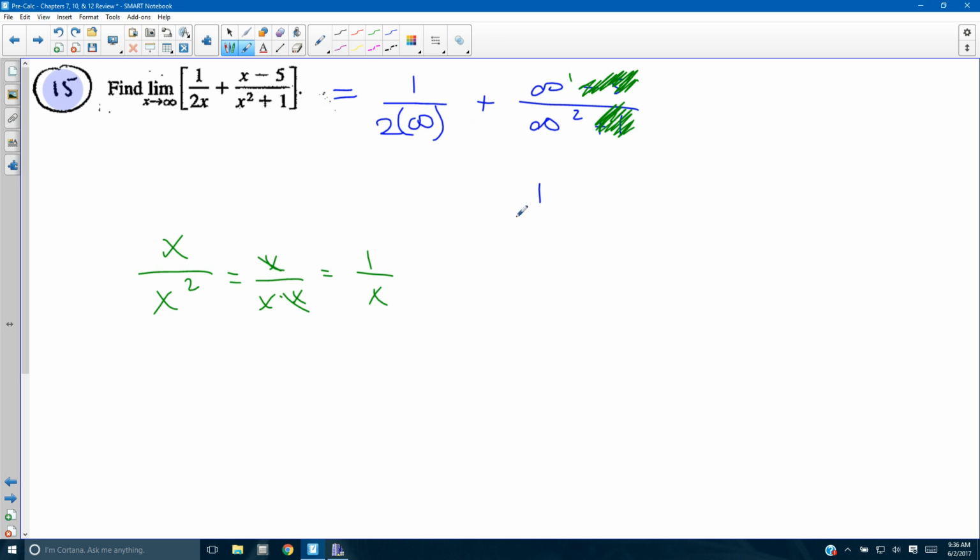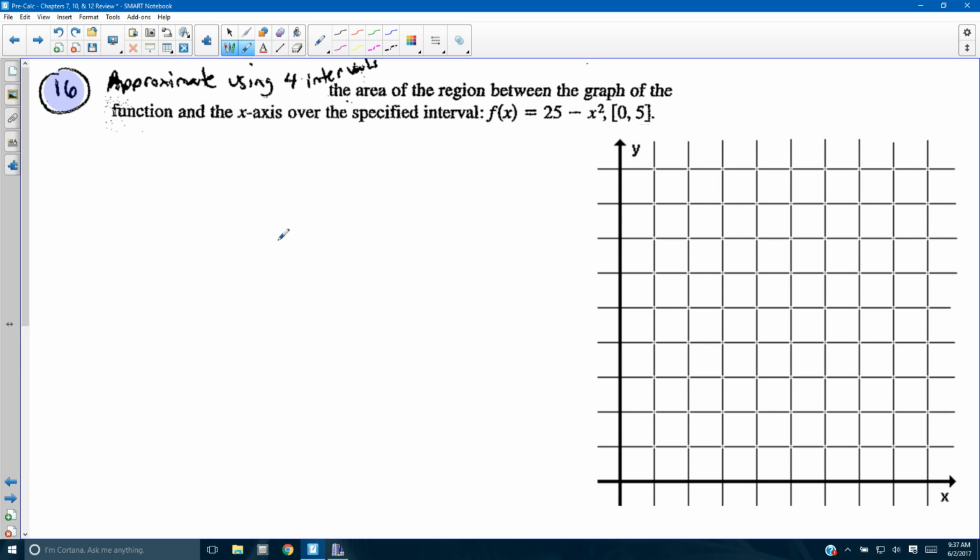2 times infinity might as well be infinity. So what we're looking at really is 1 over infinity plus 1 over infinity. So that's like 0 plus 0, which is like 0. Okay. That's what this thing's approaching. You can check it with your own graph. Go on Desmos, TI, whatever it is. You'll get that. Last problem, number 16.